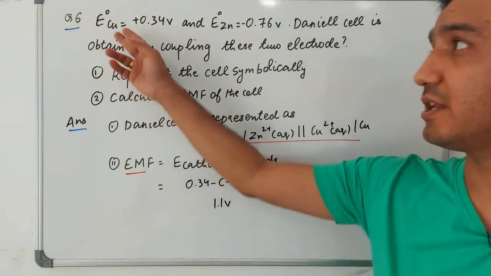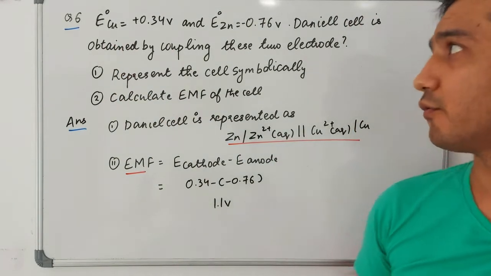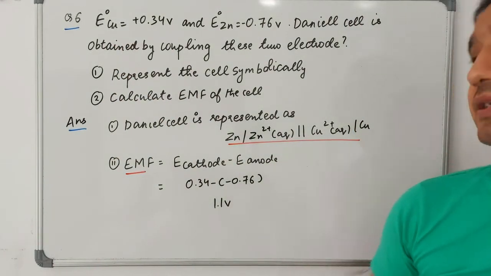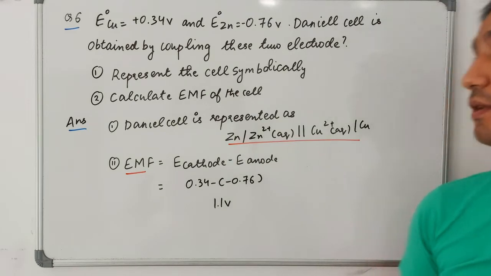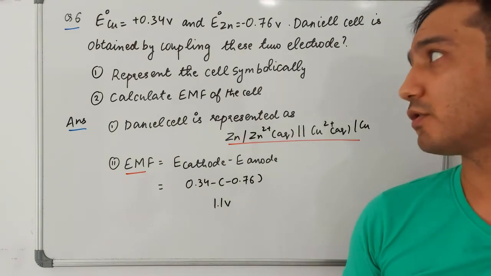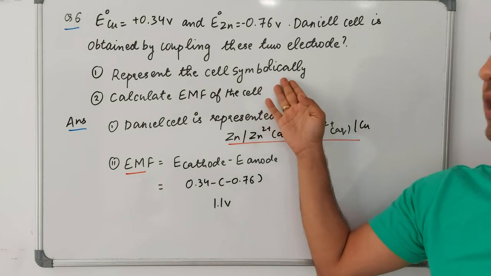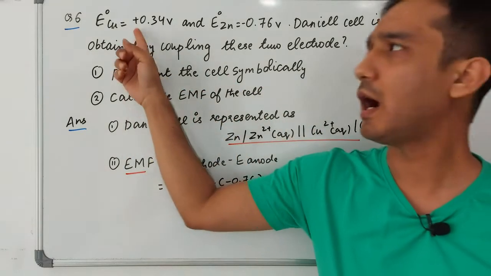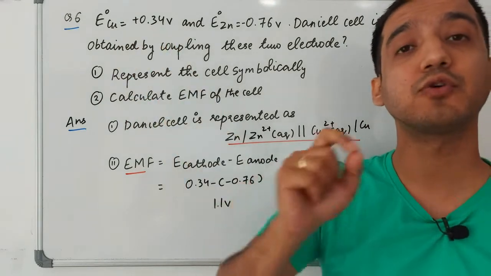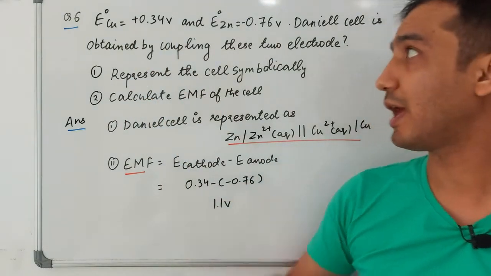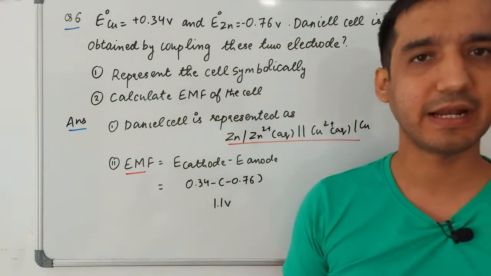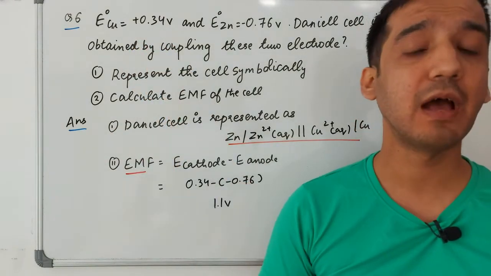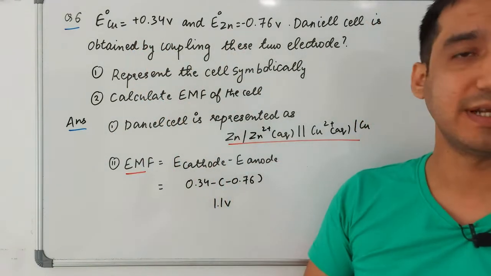Question number 6 is, E0 of copper is given as 0.34 volts and E0 of zinc is minus 0.76 volts. Daniel cell is obtained by coupling these 2 electrodes. You have to represent the cell symbolically and calculate the EMF of the cell. First, you have to remember, copper has the higher value, so copper will act as the cathode and the lower value will always act as the anode. At the cathode, what happens? Reduction; at the anode, oxidation happens.